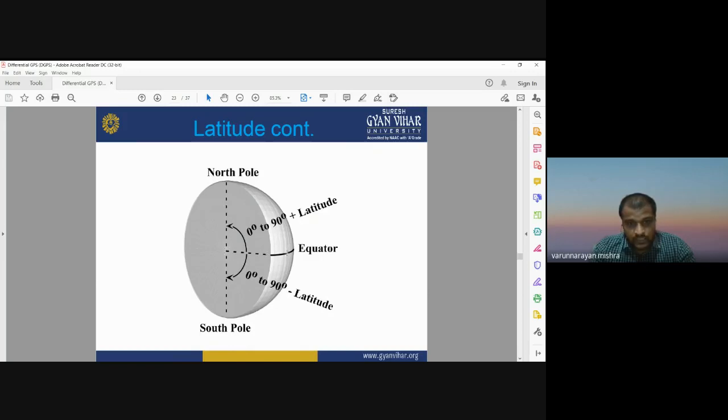So all the coordinates measured in this portion of the earth will have latitude between 0 to 90 degree range. Below the equator you will also have latitude and longitude between 0 to 90 degree angle. The only difference is that when we collect the latitude in this part of the earth, it will have latitude N, and here latitude S.